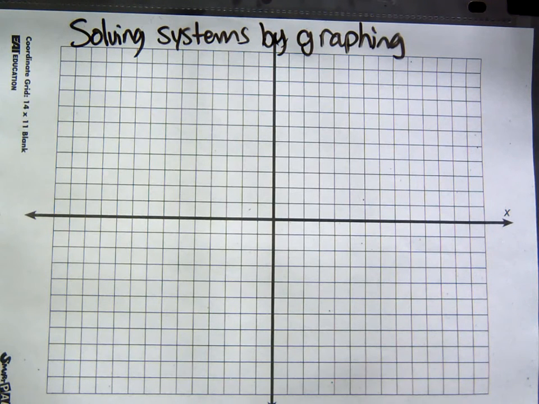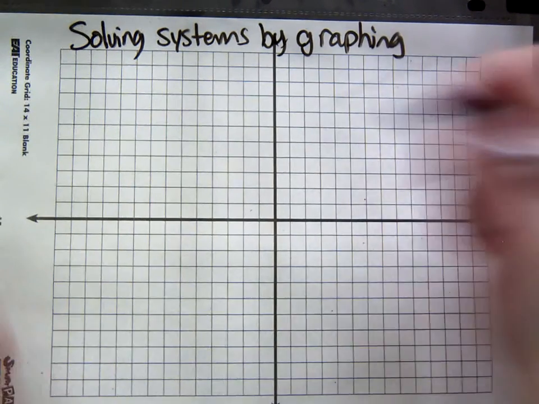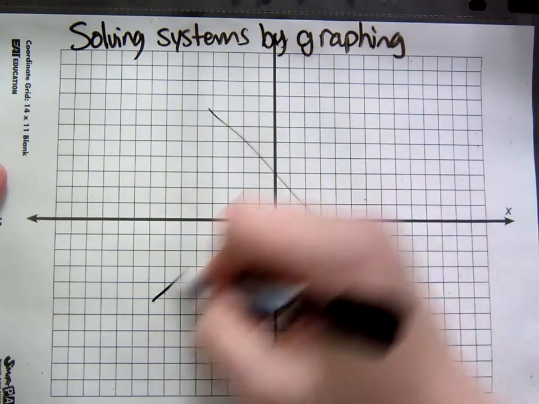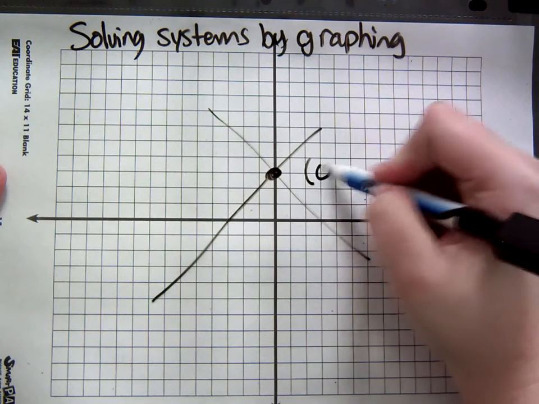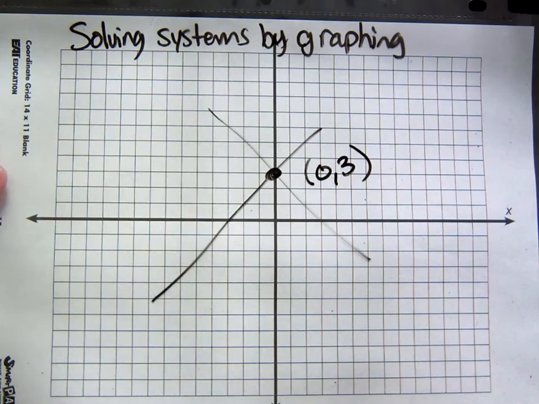In this video, we're going to look at how to solve a system of linear equations by graphing them. Now, a system of linear equations is whenever you have two or more lines on the same coordinate plane. And the solution to the system is where the two lines intersect. So if I have two lines that intersect here, this point, (0, 3), would be the solution.